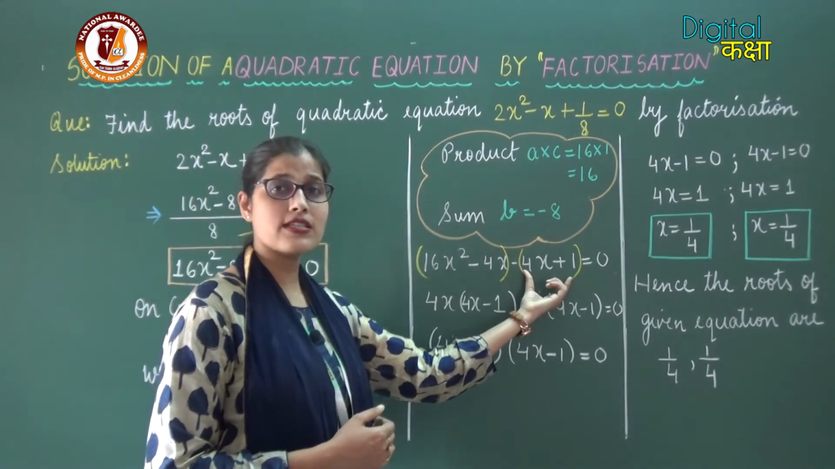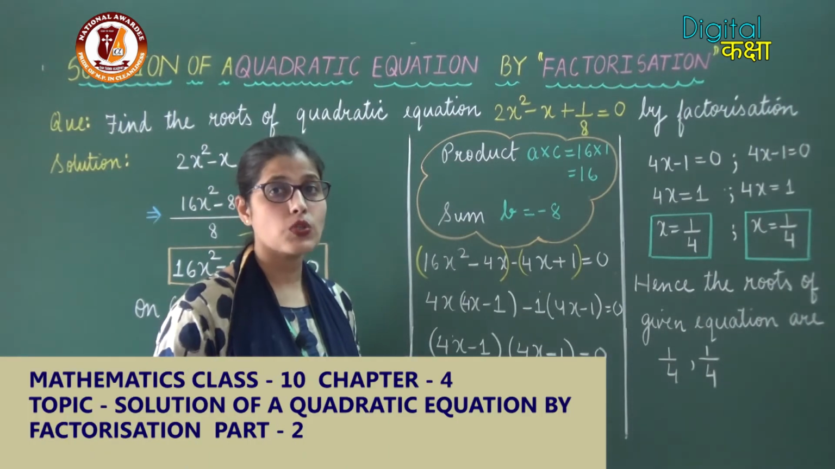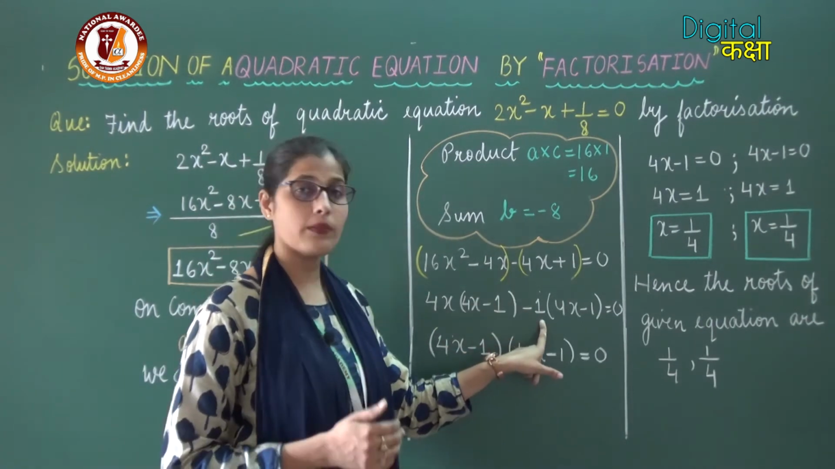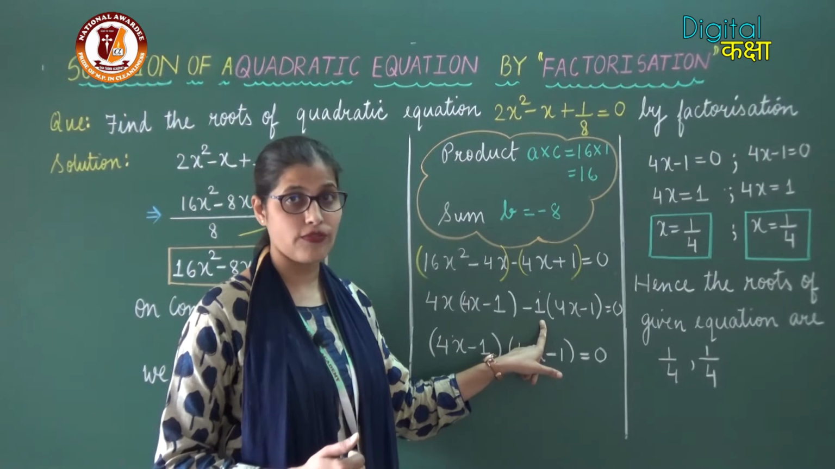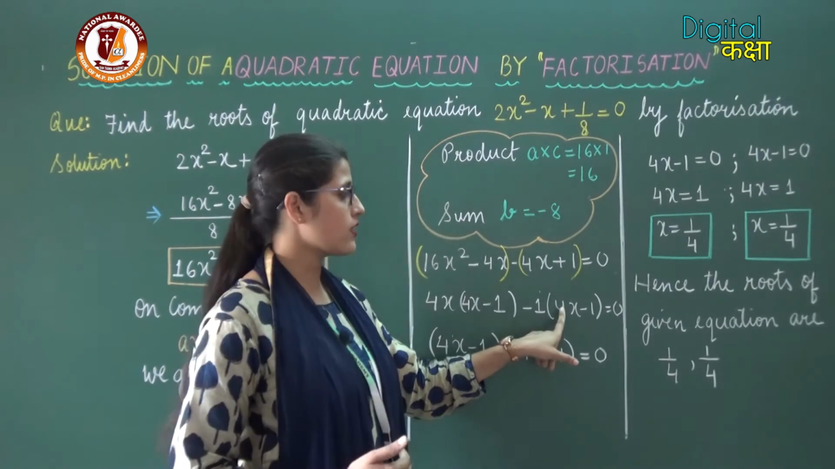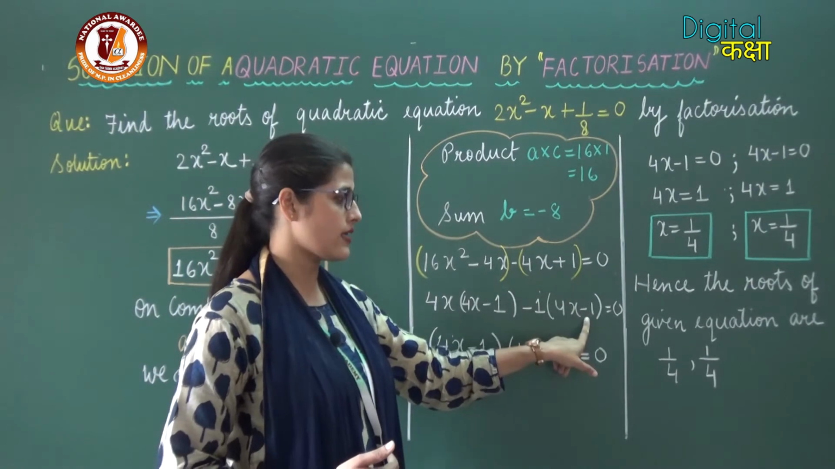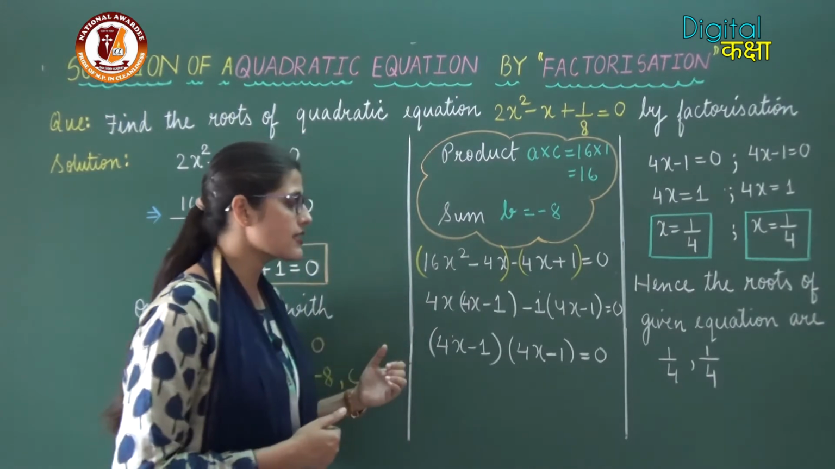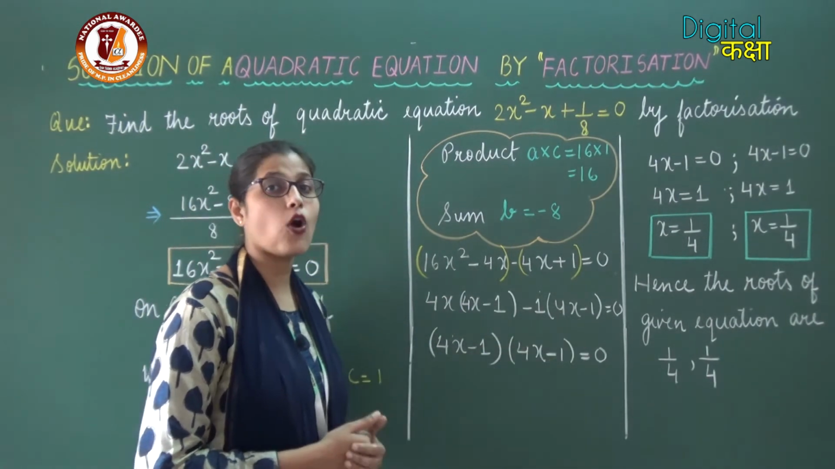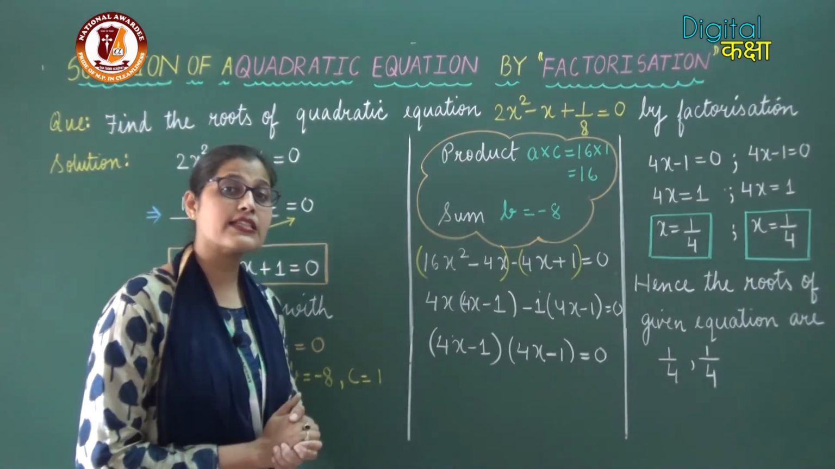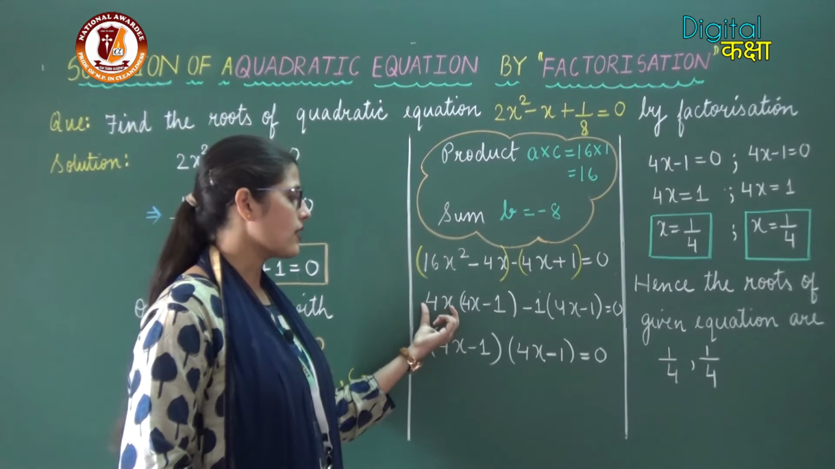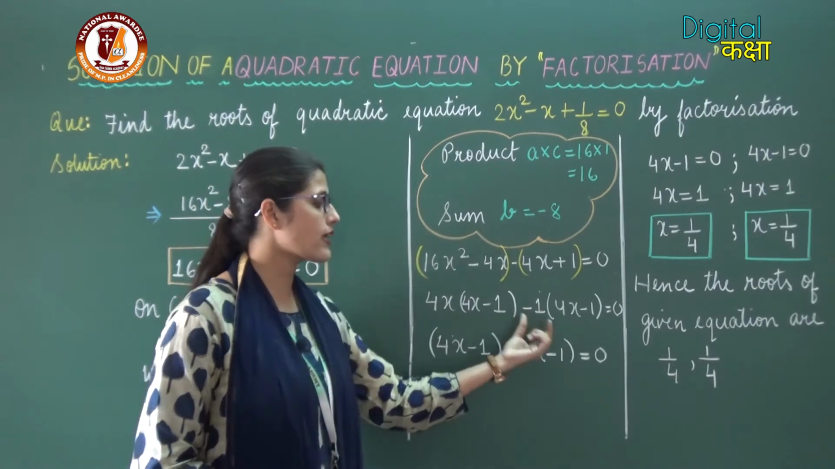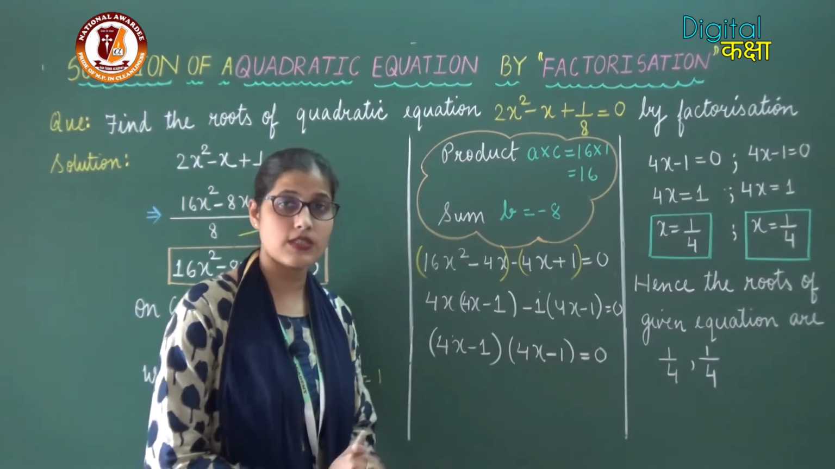Here, as you can see, there is no common factor. So, we will take out 1 as the common factor. So, minus 1 will be written outside the bracket as the common factor. So, we will be getting 4x minus 1 inside the bracket equals 0. Now, as you can see that 4x minus 1 is the common factor, we will be writing it once, and the other factor will be 4x minus 1 again equals 0.